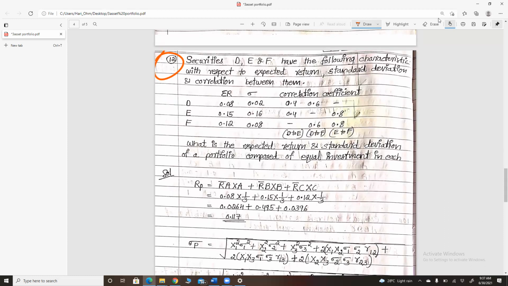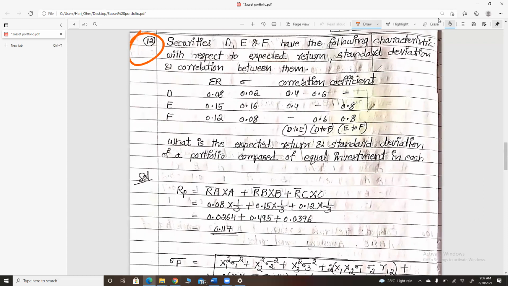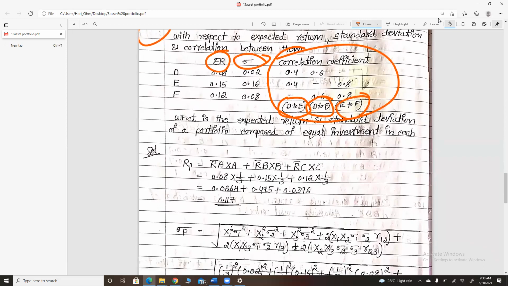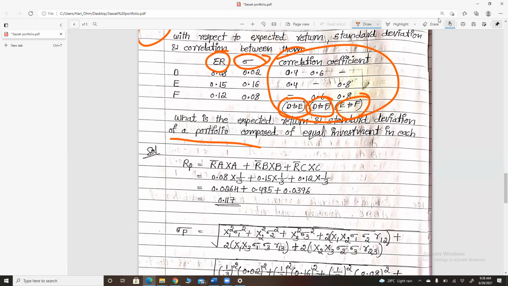Securities D, E, and F have the following characteristics with respect to expected return, standard deviation, and correlation between them. Now, here expected return is given directly, standard deviation is given, correlation matrix is given. Below that is mentioned D to E, D to F, and E to F. Why, I will tell you later. What is the expected return and standard deviation of a portfolio composed of equal investment in each?